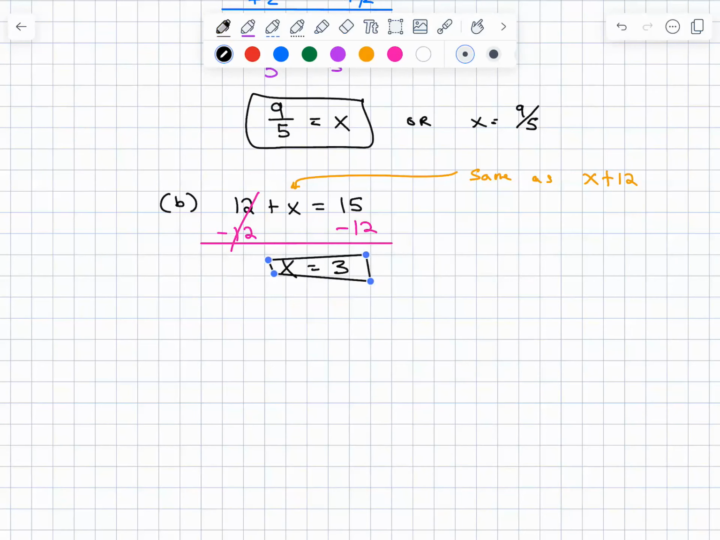Yeah, I totally wanted to draw a parallelogram. There we go. All right, any questions on that?